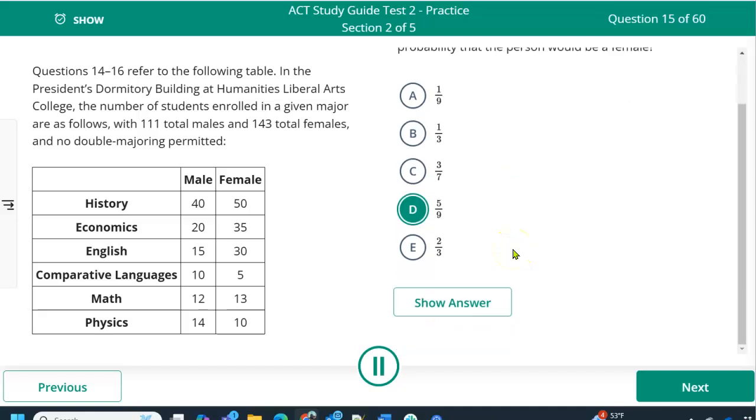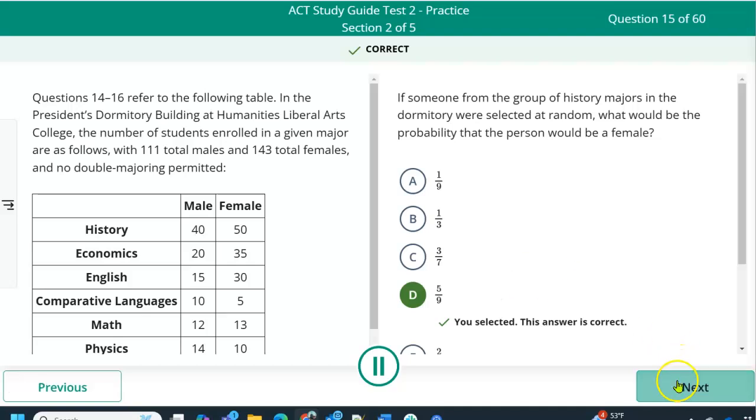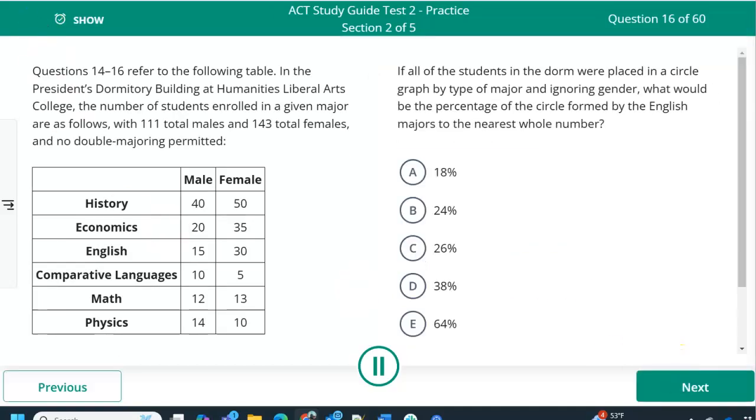Where's show answer? Okay. If all the students in the dorm were placed in a circle graph by type of major and ignoring gender, what would be the percentage of the circle formed by the English majors to the nearest whole number? It's kind of an odd way of saying that.